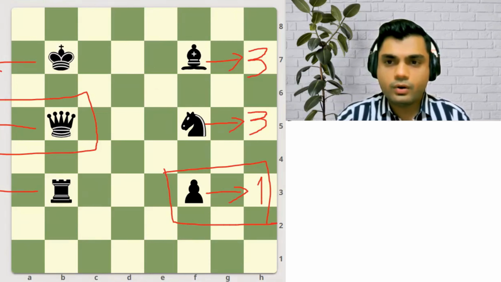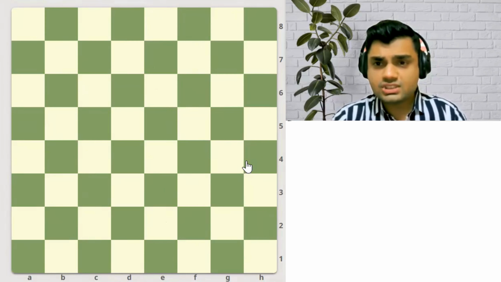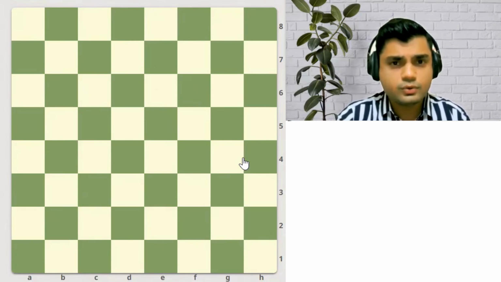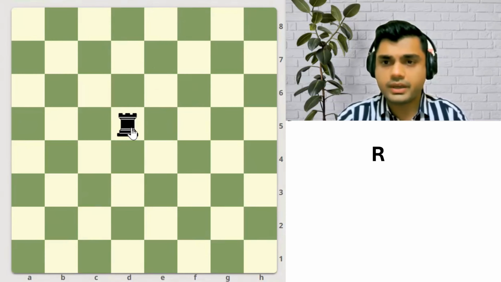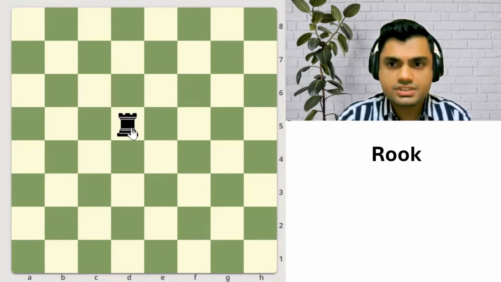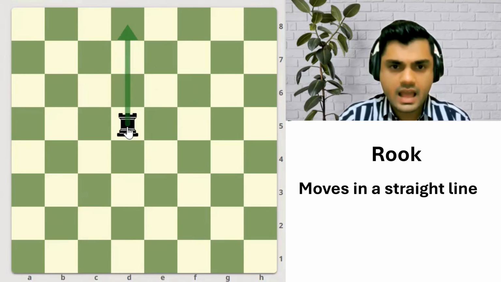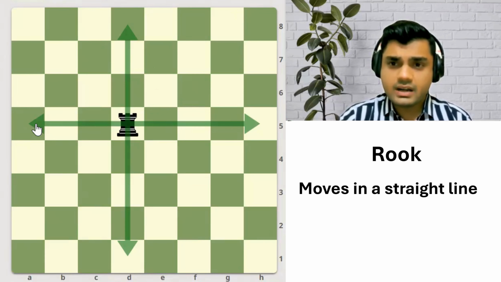Now you know the name of each piece and the point value of each piece. Let's move on to the movement of each piece. How does each piece move? This is rook. And rook moves in a straight line, which means I can take it up, I can take it down, I can take it to the right, and I can take it to the left. It moves in a straight line and it can take any number of steps.